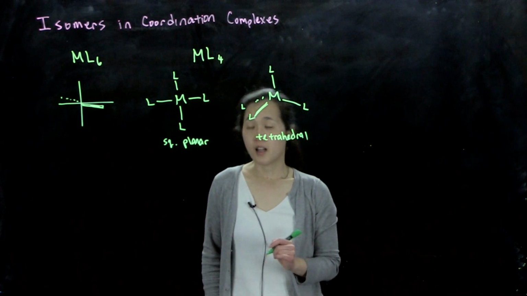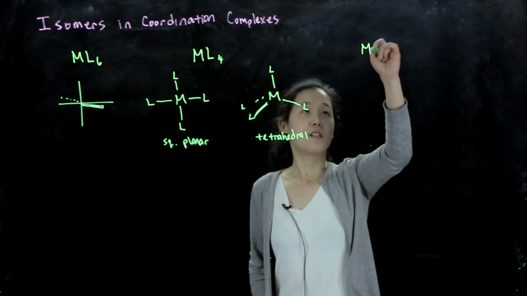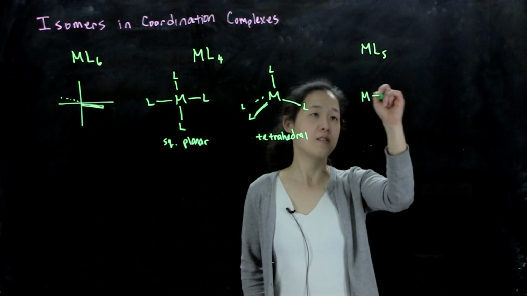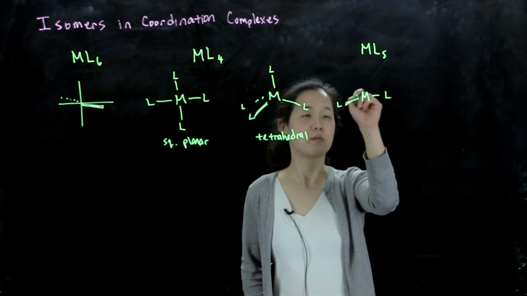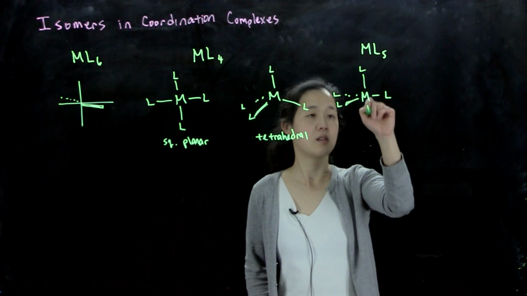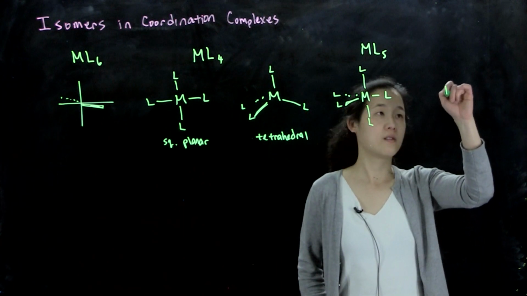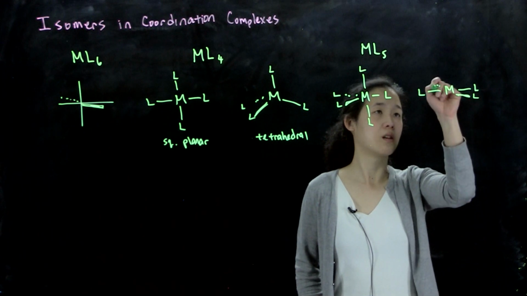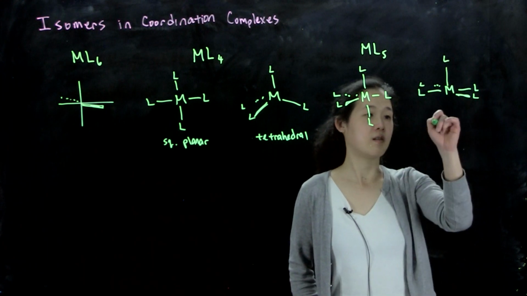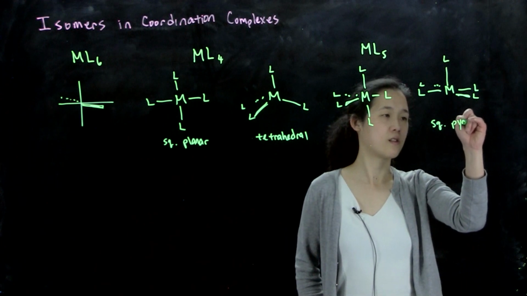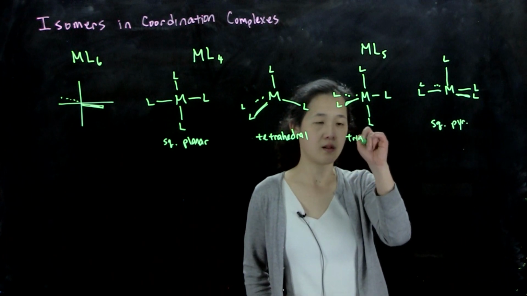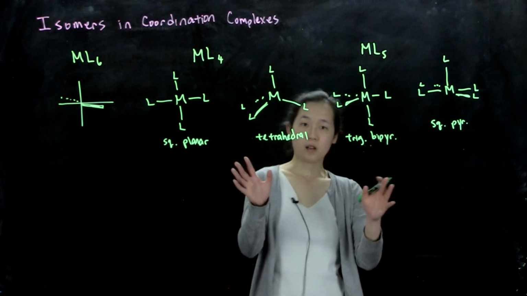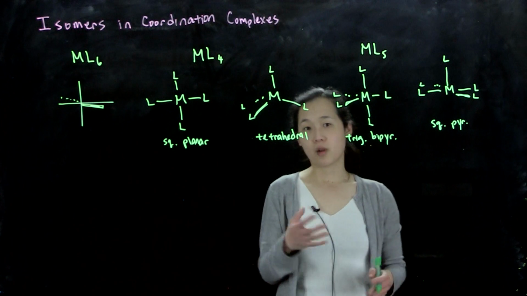So voila, we could have 5 coordinate, and this could be trigonal bipyramidal. Or we could have square pyramidal. Square pyramidal, trigonal bipyramidal. As a result of these very defined geometries, we can end up with isomers.